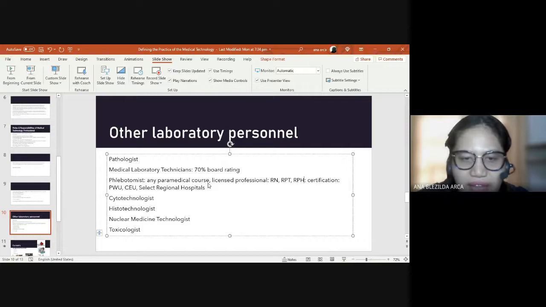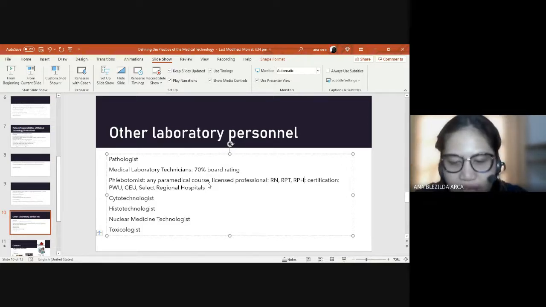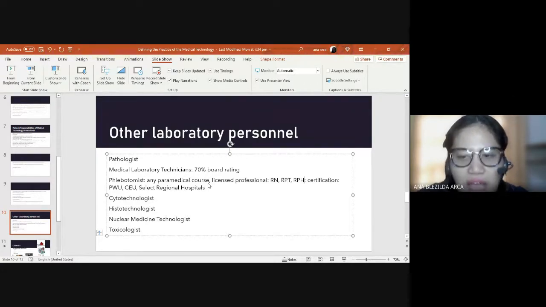Sa ibang bansa class, lalo na sa US, hindi siya limited sa paramedical course. Tsaka, hindi na kailangan ng licensure para mag-train for phlebotomist. So, sa ibang bansa, sa US, kung gusto mo maging phlebotomist, just take a course in phlebotomy and then take the exam from ASCP para mabigyan ka ng certification. Ganun ang process sa abroad.